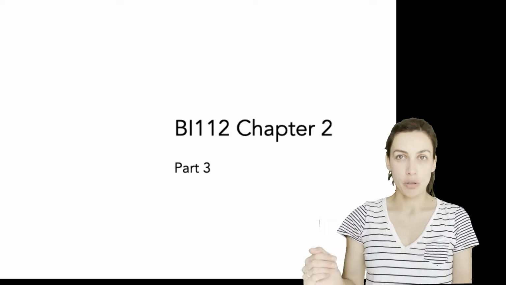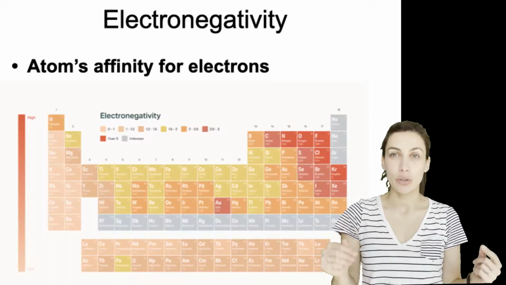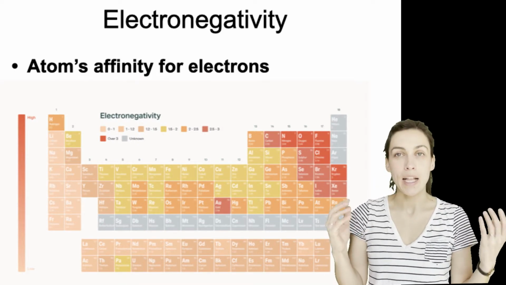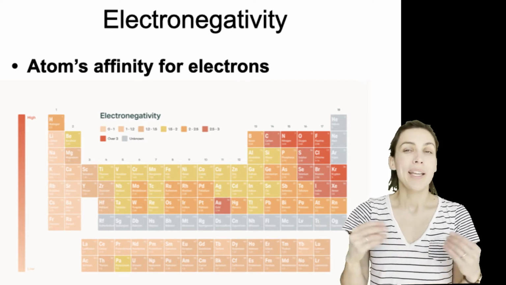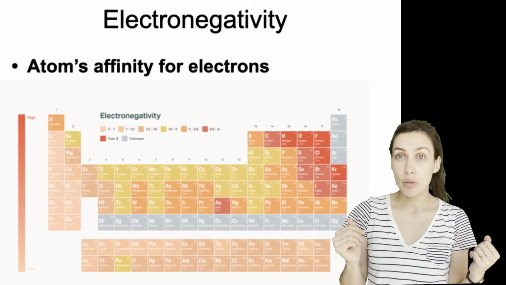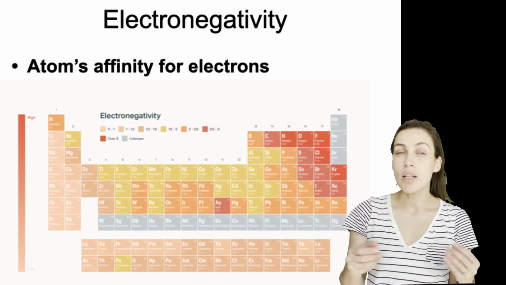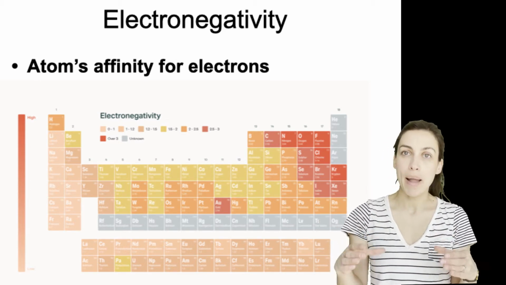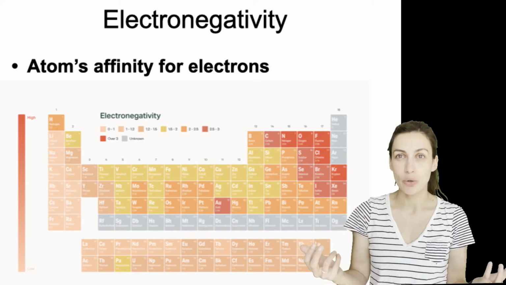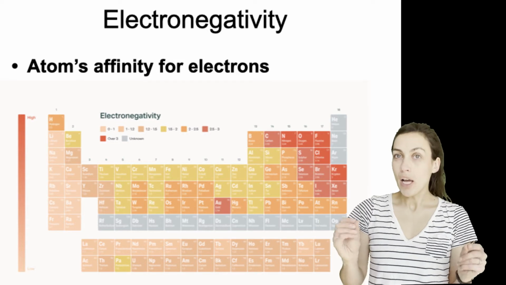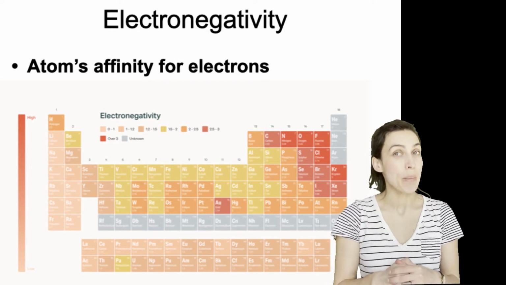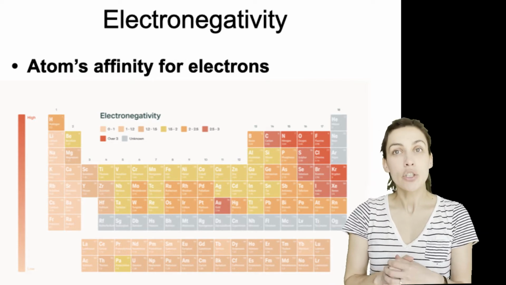So far in chapter 2, we've talked about several characteristics of an atom. Depending on what element that atom belongs to, it has a different size, a different number of protons, a different number of electrons, and therefore a different number of energy shells in which these electrons are organized. One other characteristic of an atom that is important for me to mention is electronegativity.